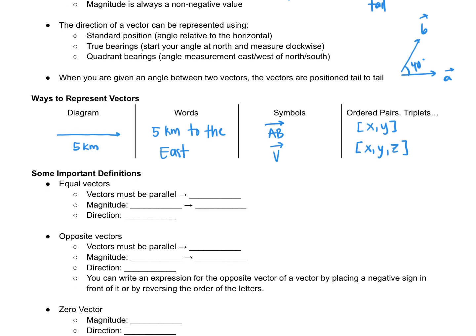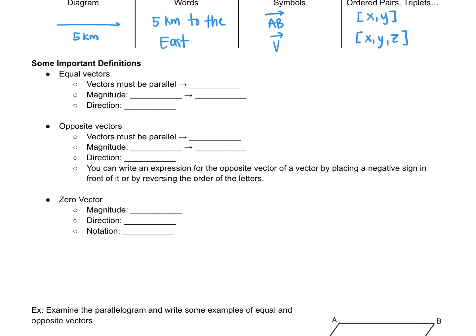Next, some important definitions. Some vectors can be equal, and in order for vectors to be equal, they must be parallel. So I'm going to talk about vectors A and B. Vector A is parallel to vector B. This is how we can communicate it nicely. The magnitudes of A and B must be equal in order to be equal vectors. How would I show that with nice notation? The magnitude of vector A equals the magnitude of vector B. And the direction has to be the same.